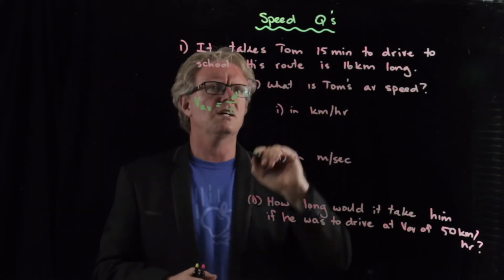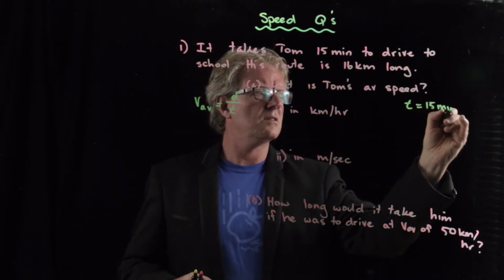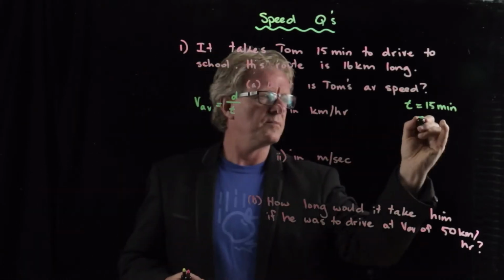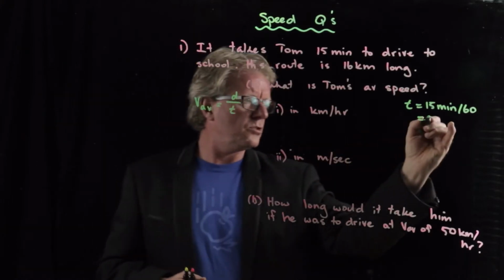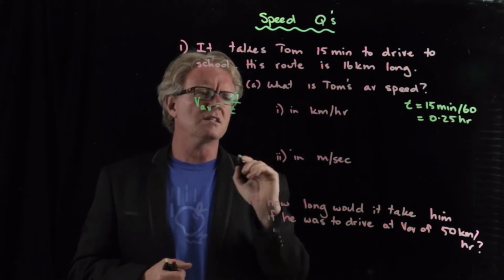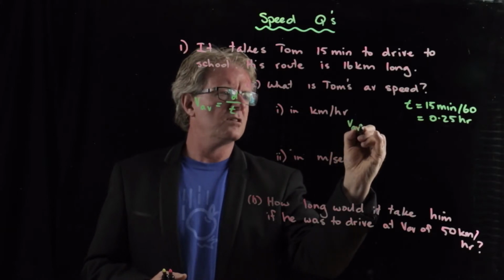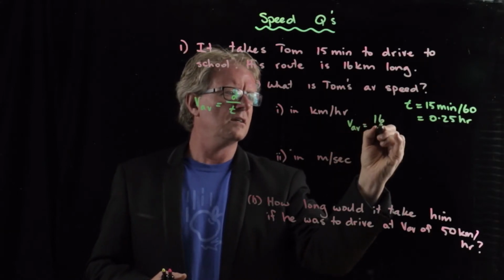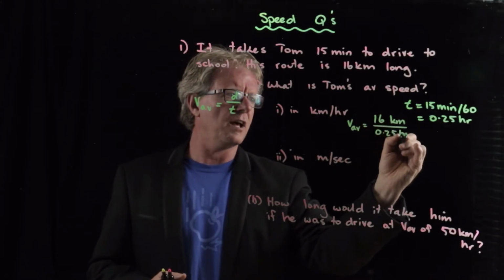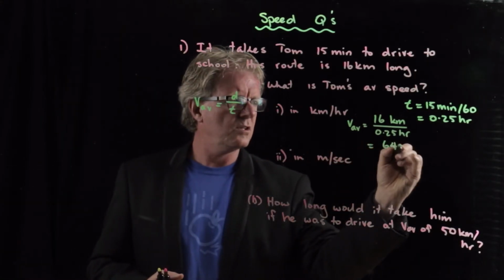So let's have a look here. We've got 15 minutes to drive to school. So if we go time, it's 15 minutes. However, we're asked to do it in hours, so we divide that by 60 and we get 0.25 of an hour, and the distance is 16 kilometers. It's already in kilometers, so that's good. So let's just plug that in. So the average speed is equal to our 16 kilometers divided by 0.25 of an hour, and when you plug that into your calculations you should get 64 kilometers per hour.